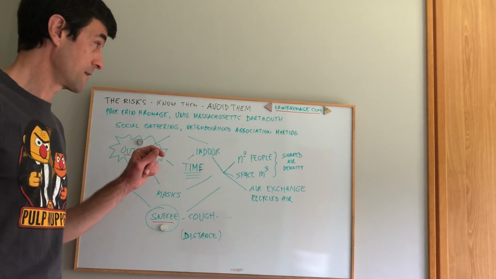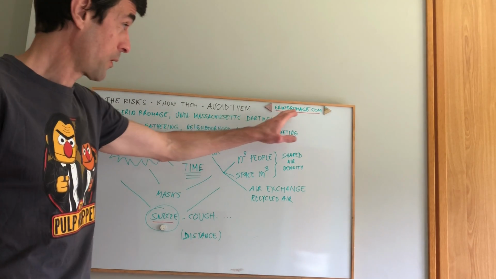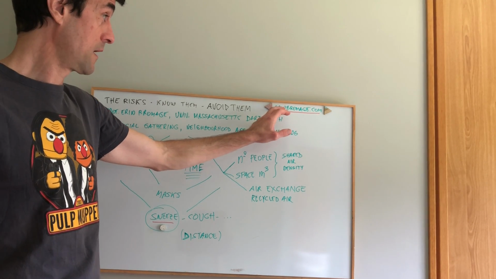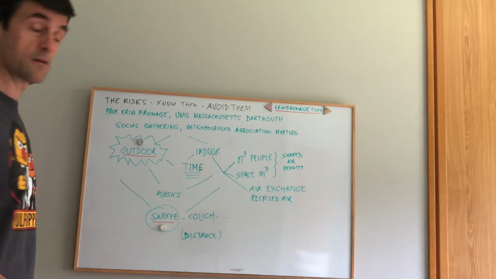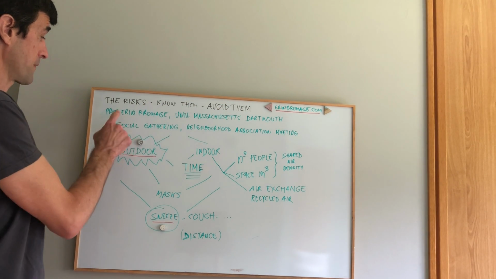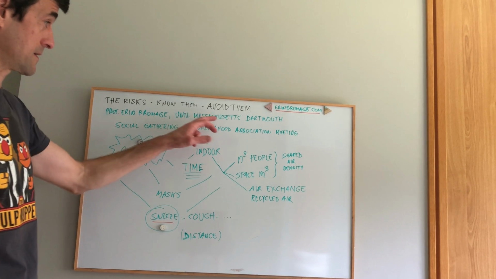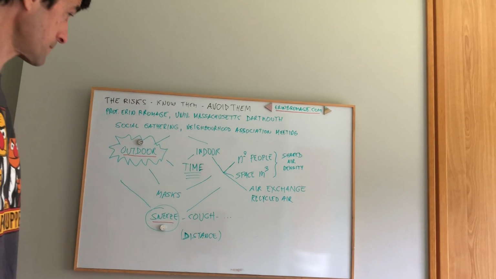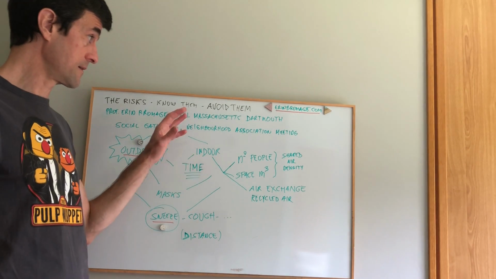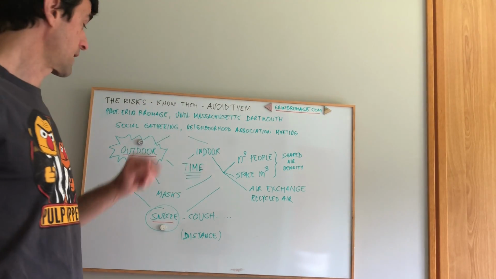We will be using this article by Erin Bromage. We will leave the link in the description, erinbromage.com. The article is called The Risks, Know Them, Avoid Them. And it's by Professor Erin Bromage from the University of Massachusetts, Dartmouth. All of the variables we will be analyzing in this model come from his article.